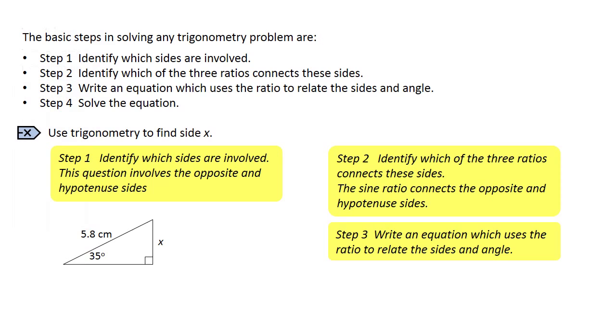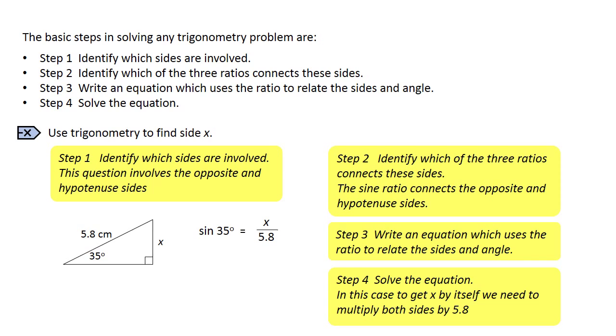Step 3 is to write an equation which uses the ratio to connect together the sides and angle. Now, the sine of any angle equals the ratio of the opposite side over the hypotenuse. So in this case, the sine of 35 degrees equals opposite x over hypotenuse 5.8. From there on, it's just a matter of solving this equation, shuffling it round until you end up with x equals. Let's try some examples together.